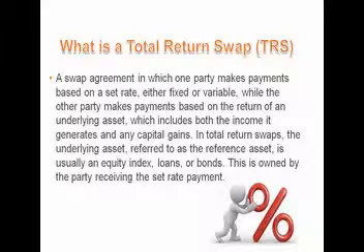In a total return swap, the underlying asset, referred to as the reference asset, is usually an equity index, loans, bonds, or baskets of assets. This is owned by the party receiving the set rate payments. A total return swap allows the party receiving the total return to get exposure and benefit from a reference asset without actually having to own it. These swaps are popular with hedge funds because they get the benefit of a large exposure with a minimal cash outlay.